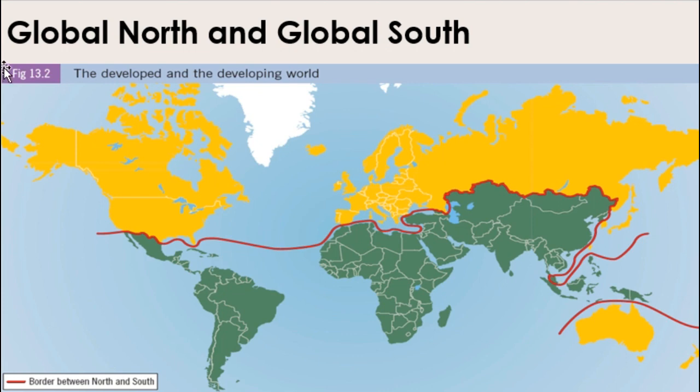As you can see on the map kasi, this figure shows the developed and developing countries. The developed countries are on this part, the yellow part, and the green part are the developing countries. So the division is fitting because geographically speaking, mas marami naman talaga yung mga wealthy countries doon sa north, and then yung poor countries sa south.